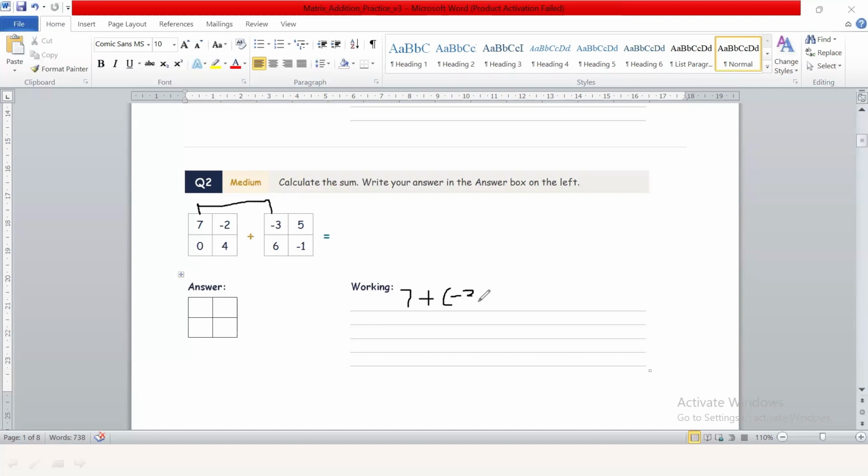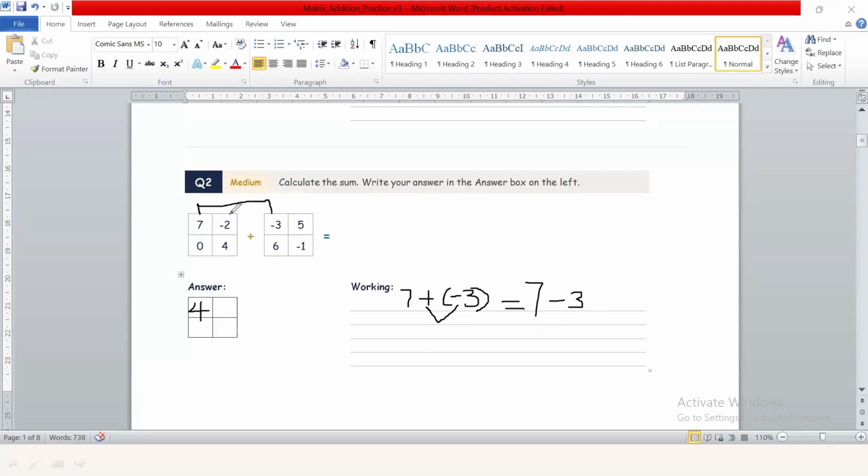In that case, of course, we have a positive and negative sign, which means this will change to a negative sign, leaving us with 7 minus 3. And 7 minus 3 is what? 4.